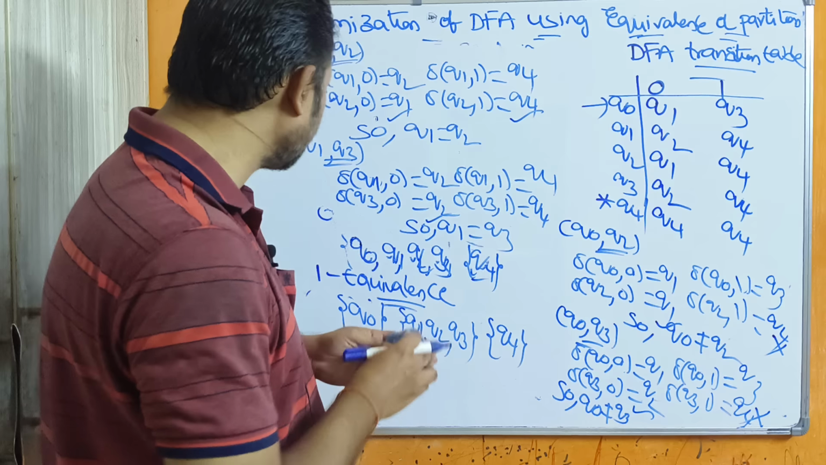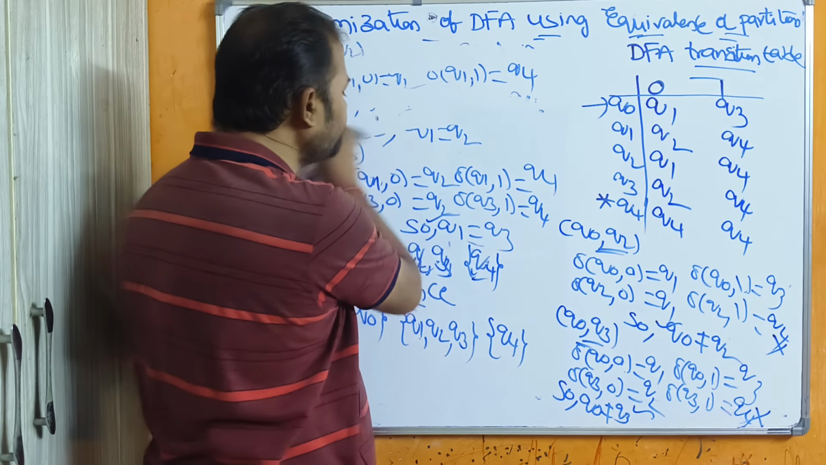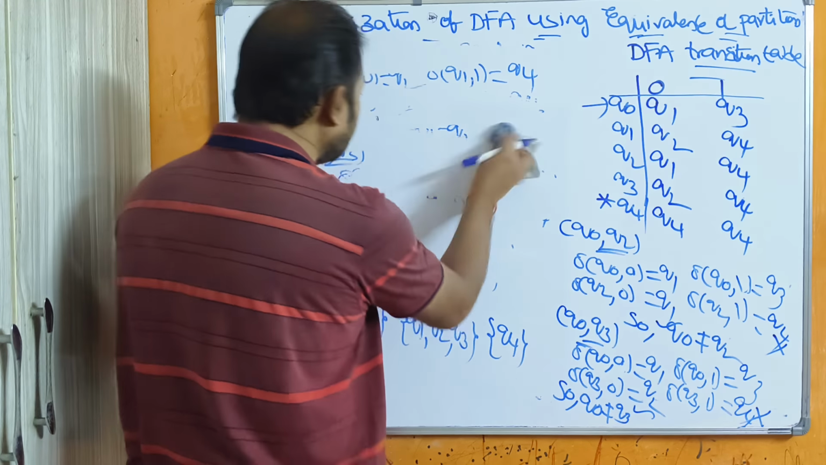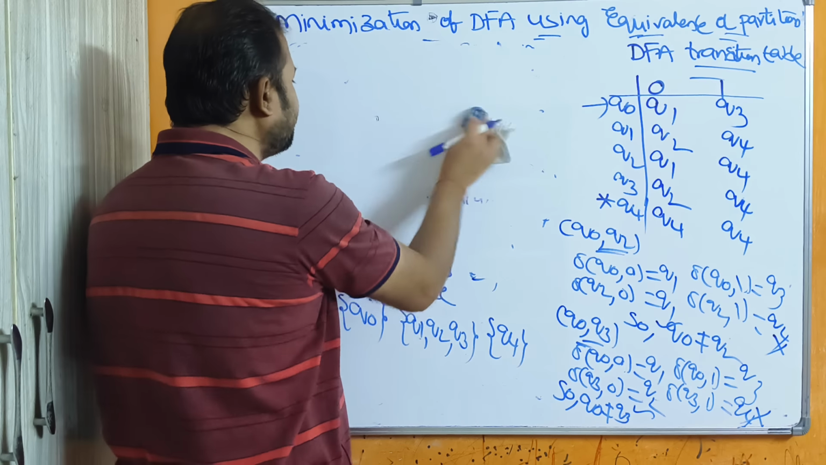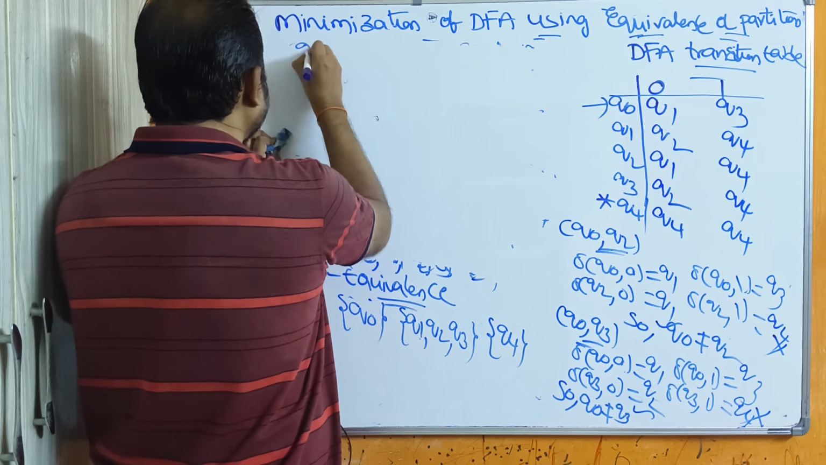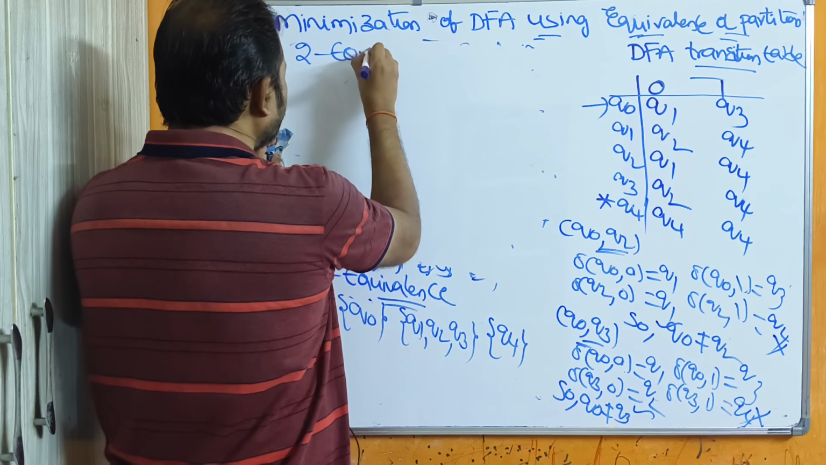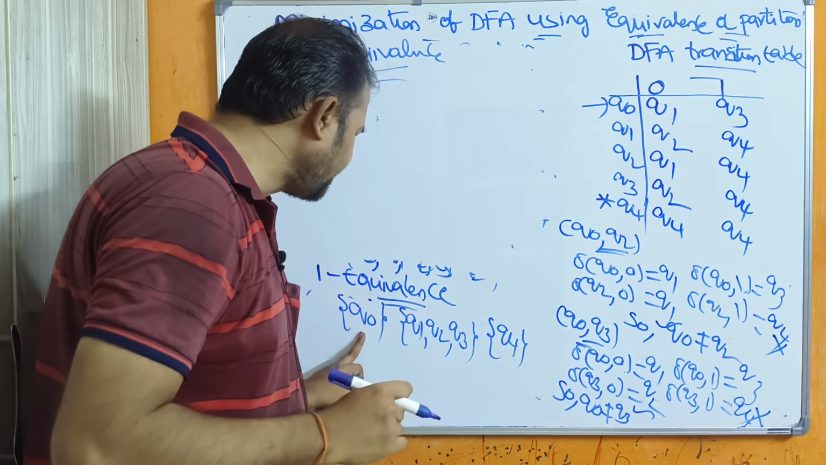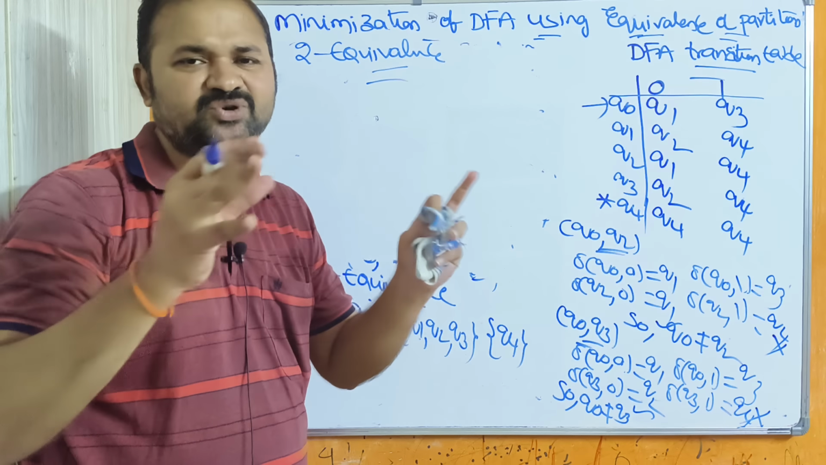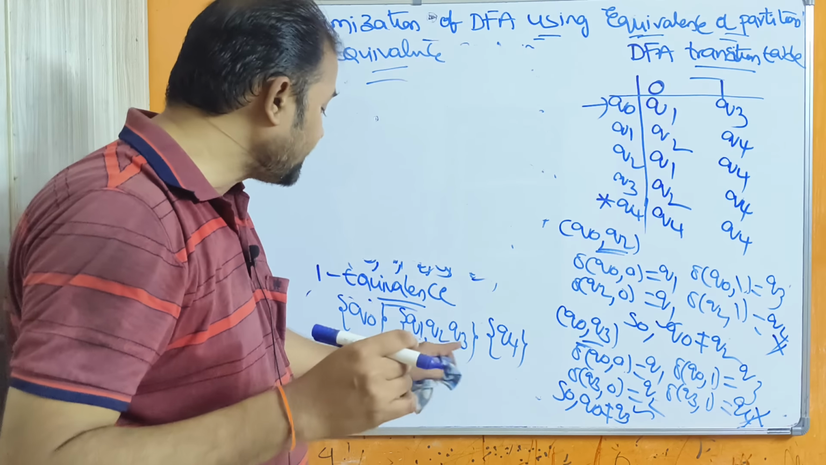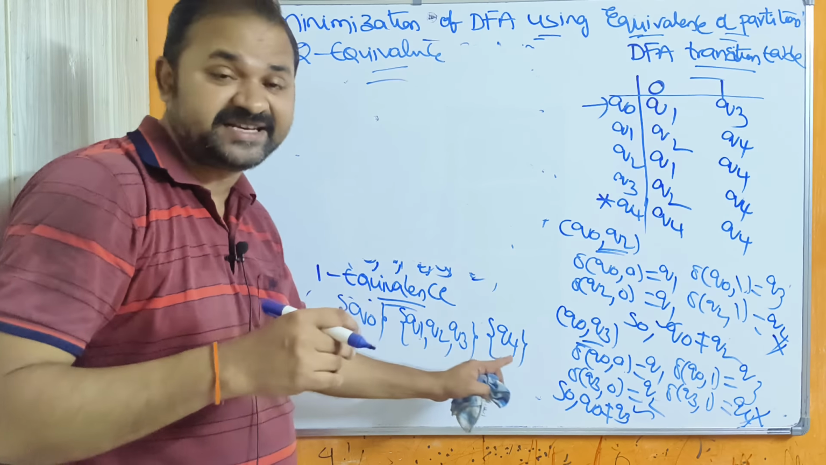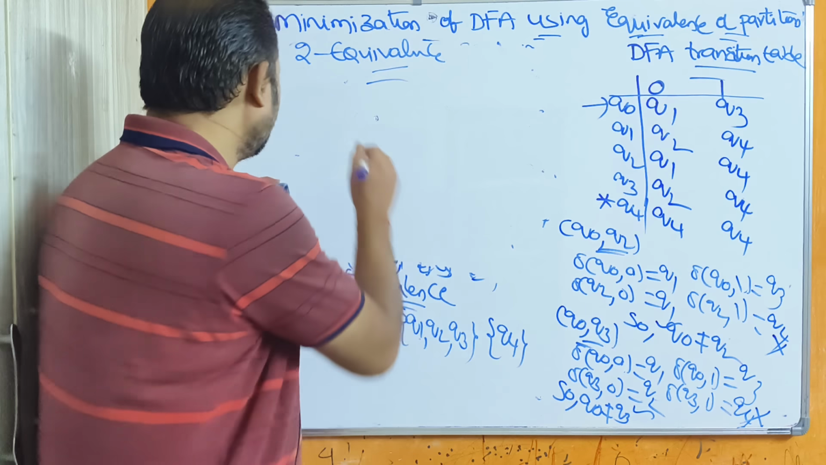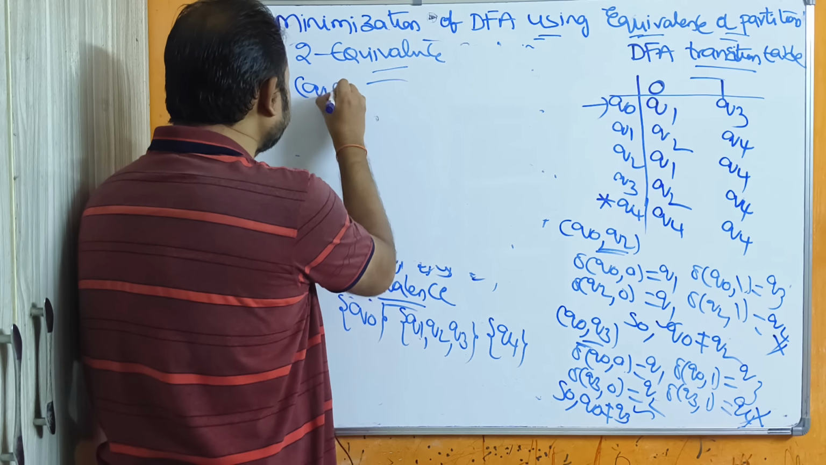Now we need to compute two equivalence. So how to compute two equivalence? Two equivalence is calculated based upon the one equivalence. Let us calculate two equivalence. Here the first set contains only one state, so there is no need to compare two states. Whereas in the second set, we have three states, so we need to compare Q1 with Q2, and Q1 with Q3. Let us compare first Q1 with Q2.